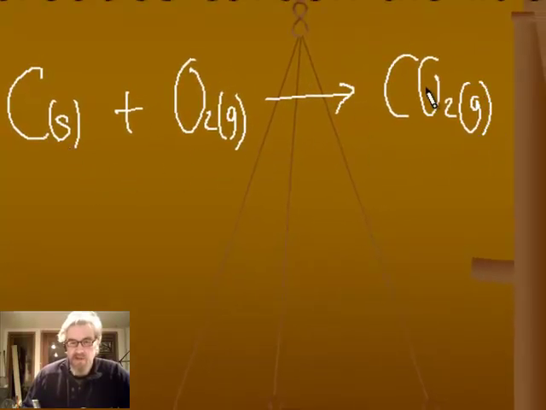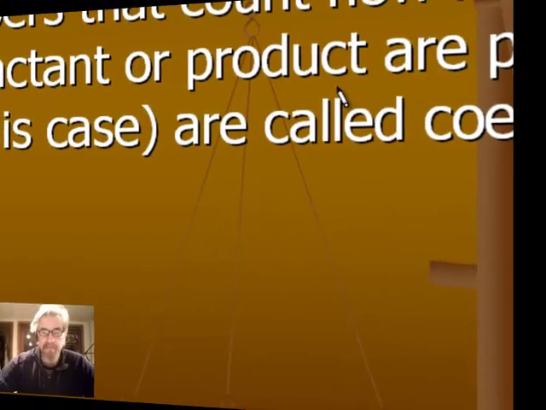These phase symbols like s and g and aq, sometimes they're really important, sometimes they're not so important. When you have the information about the state, you should use it. If you don't, don't worry about it.